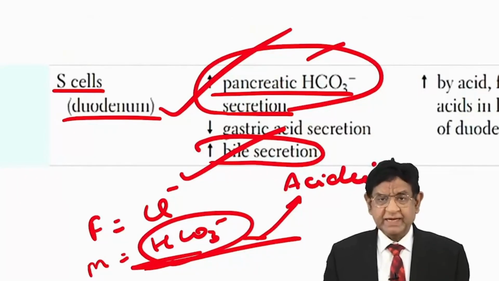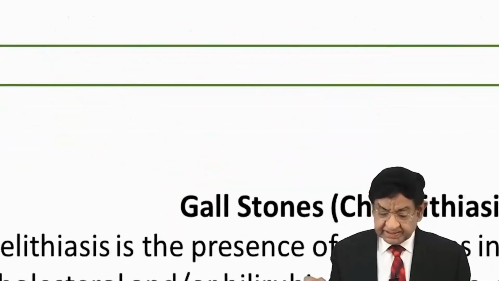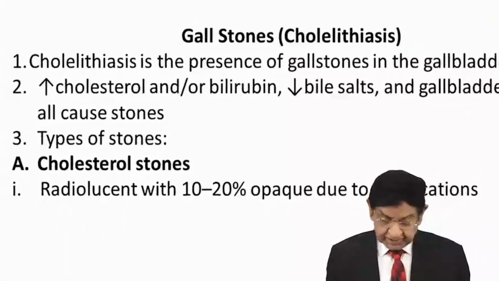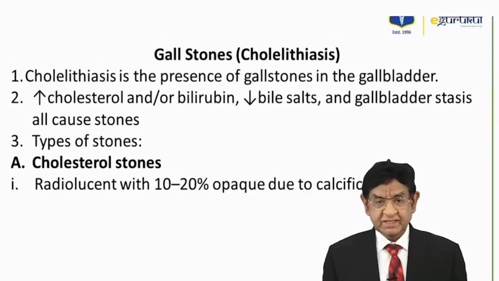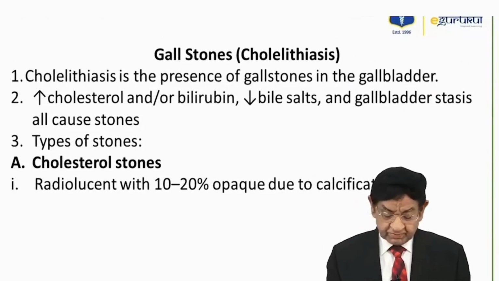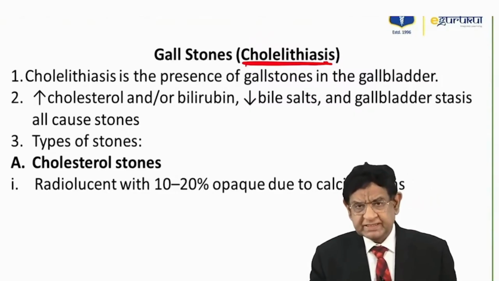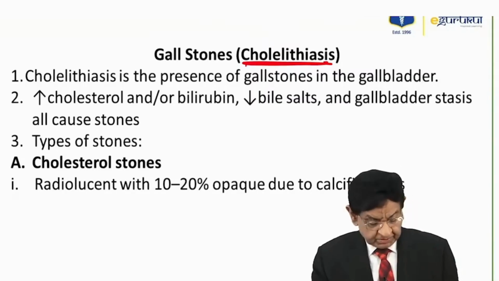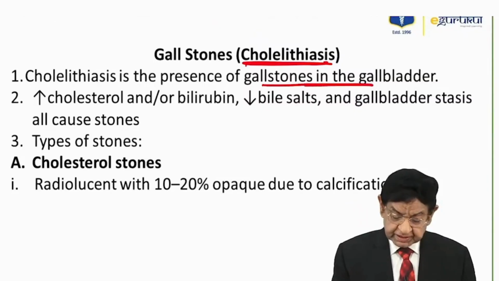So now you are clear about the anatomy and physiology to a great extent. With this basic concept, now we talk about one of the most important diseases and a very frequently asked question in all exams: gallstone, or we also call it cholelithiasis. Most of the time in exams they talk about gallstone, but you never know, they may ask cholelithiasis also. It is the presence of gallstones in the gallbladder.